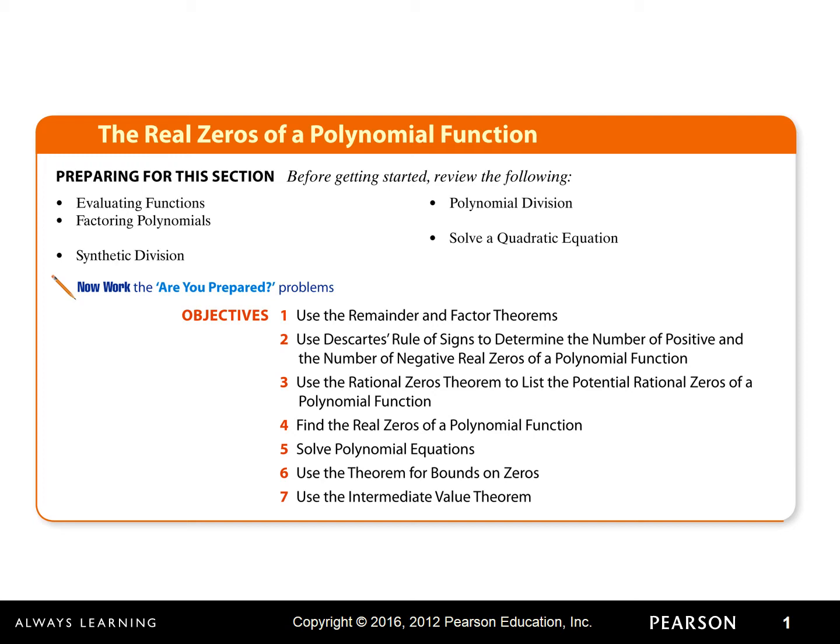Okay, so finally we finish section 4.5, Sullivan's Precalculus. The last video here, we discuss objectives 6 and 7, having done 5 in the last video, solving polynomial equations. Two theorems, one having to do with bounds on zeros, how great they can be and how lesser they can be, and the intermediate value theorem.